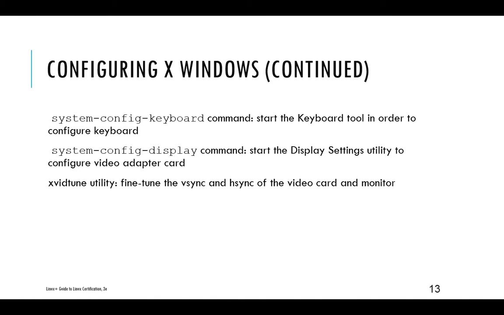The system-config-keyboard command will show the keyboard tool in order to configure your keyboard. So if you really want to mess with people, go in here and change this to European. You know, so when you type A, it comes out as an E with the 2 dots on top of it. You know, really screw with people. System configuration display, you can set it to where all they can see is one thing. I mean, you can screw around with people quite a bit in Linux. Then you have the X Video Tune utility, which is going to be your fine tuning for your video card.